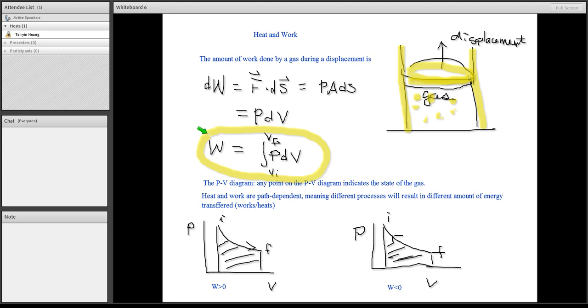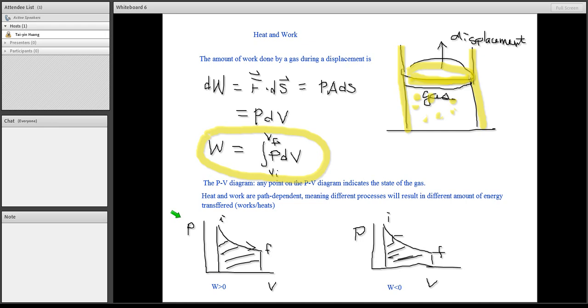Okay, and the next thing we want to talk about is what we call the PV diagram. What is a PV diagram? A PV diagram has pressure P on the vertical axis, and volume on the horizontal axis. So any point on this PV diagram indicates the state of the gas. In other words, at this point I, you know the pressure, you know the volume, and by the ideal gas law, you pretty much know the temperature, and you know the density of the gas. So the PV diagram is very important in thermodynamics, because any point on the PV diagram gives you the state of the gas.